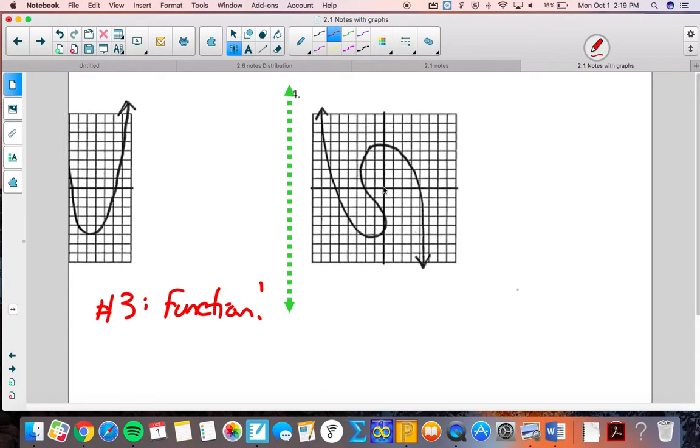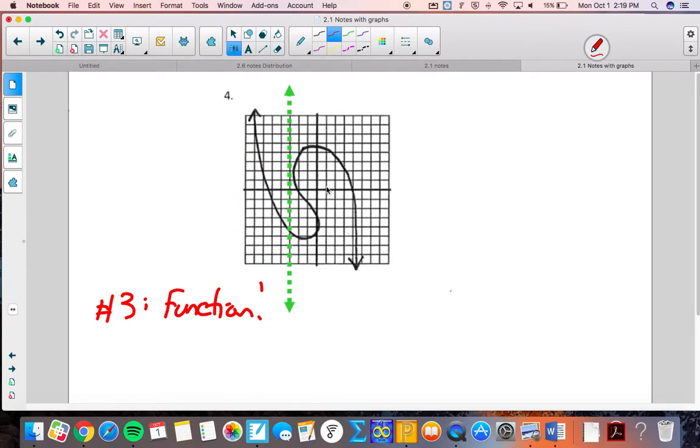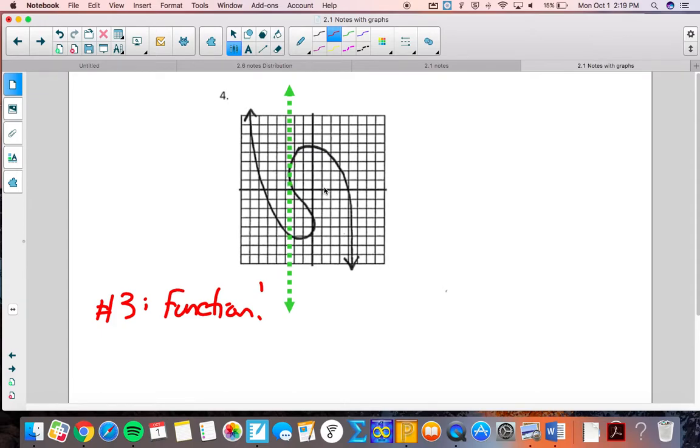Whereas number 4, as I move this vertical line through the graph, oh, right there, notice it fails. At this time, the x is like negative 2.5. So 2.5 hours ago, I was supposed to be down here in the basement, way in the basement, and also up here. So it fails, so this graph is no longer a function.